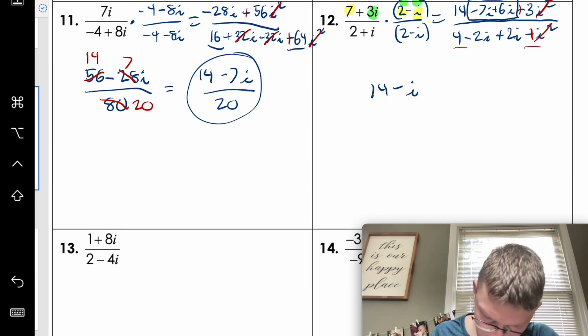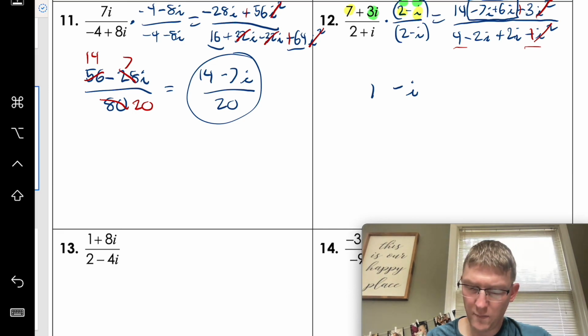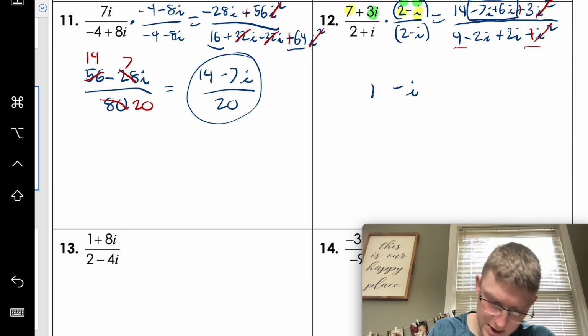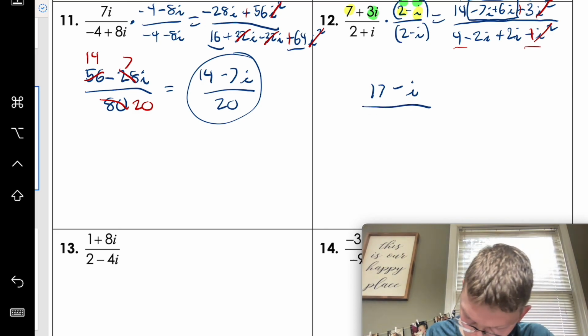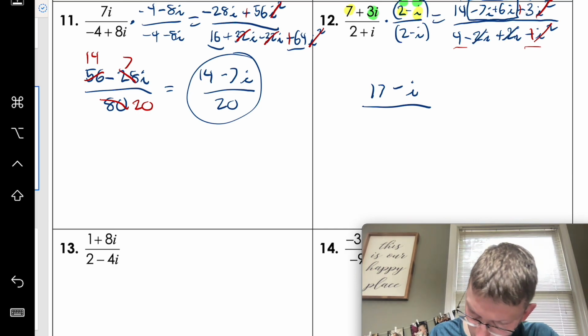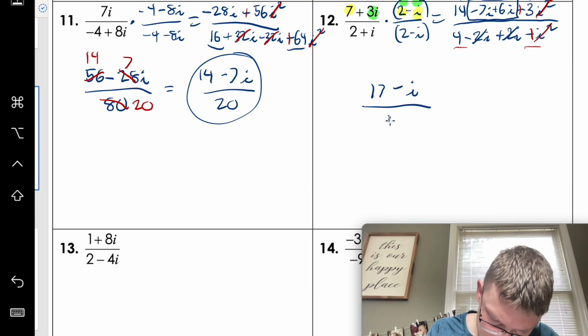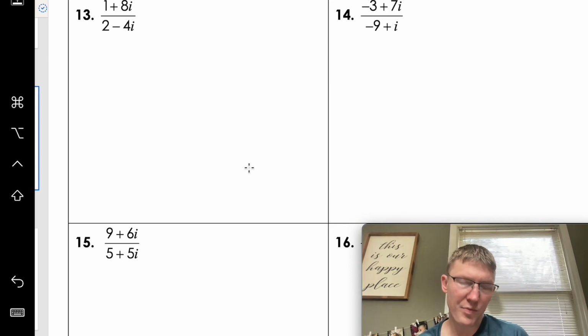Where's my eraser? There it is. So 14 plus 3. 14 plus 3 is 17 minus i all over 4 plus 1. These guys cancel out, which is just going to be 5. So there you go. Okay, these last 4 examples, I want you to try yourself.